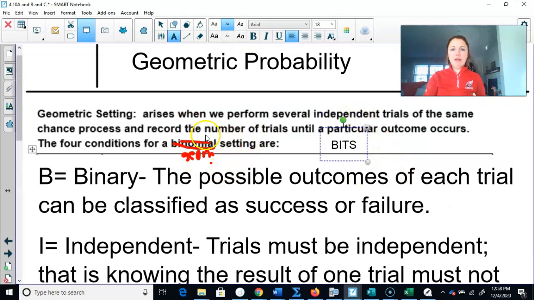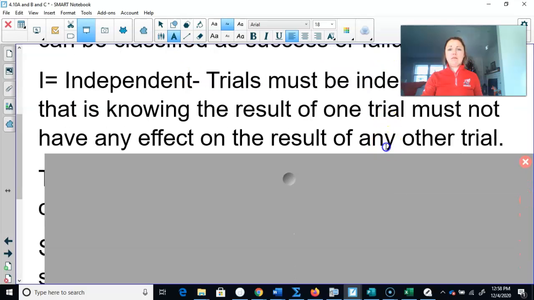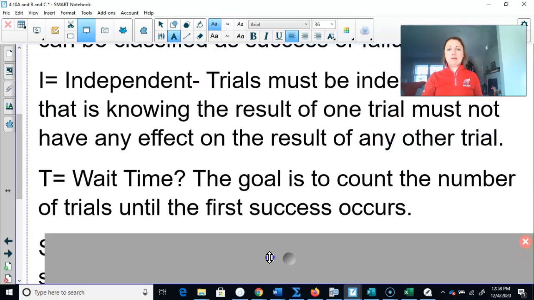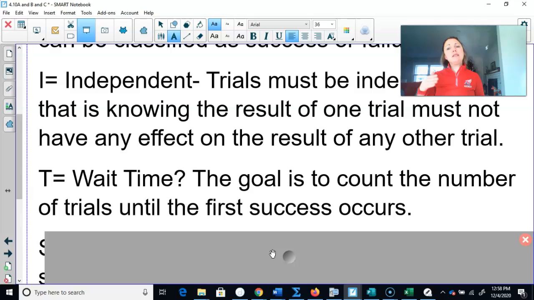Okay, look here. We perform several independent trials of the same chance process and record the number of trials until a particular outcome occurs. We are waiting a certain amount of time before we get a success. Here it is. Let's spend some more time for it. The goal is to count the number of trials until the first success occurs. If you're like, what the heck are you talking about? That's okay. We'll go through it.